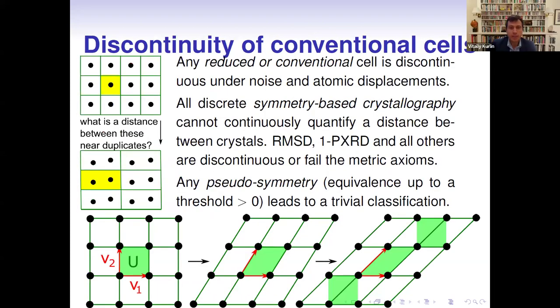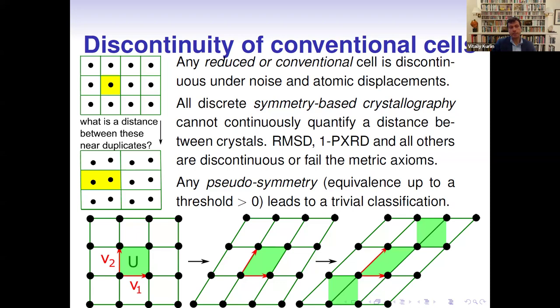Okay, so let me continue with this discontinuity of conventional cells. Under small perturbation, a unit cell can become larger, say twice larger. But if you keep perturbing our points, we could make it, for example, three times larger, four times larger. So any scaling here is possible.